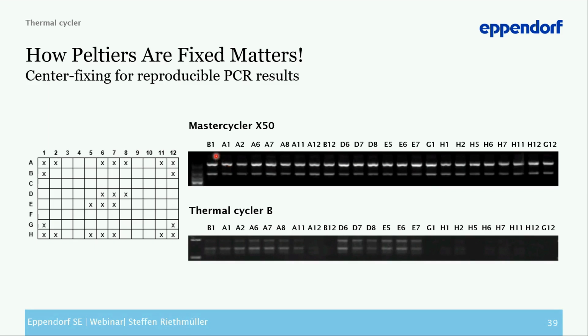You see the 2 bands you would like to see. And if you use another cycler, which has side fixing of the Peltier elements, you see that really at the edges, for instance, looking at well H12, you see almost no signal. And one reason here could be that the Peltier elements are side fixed.